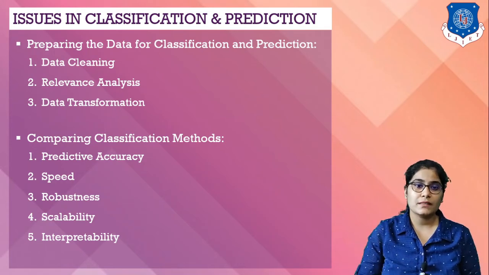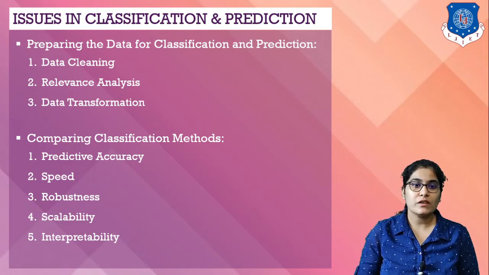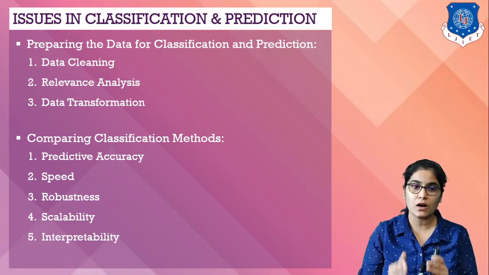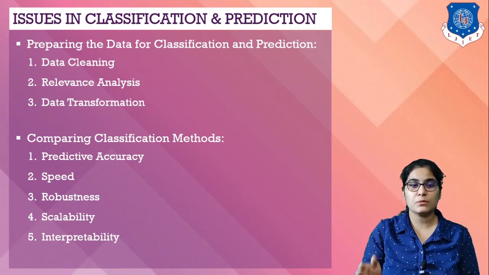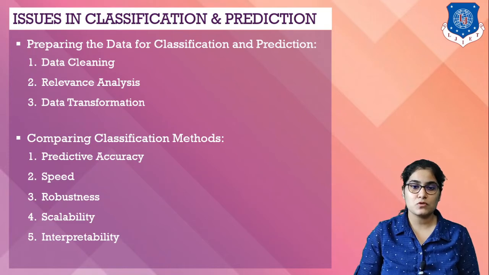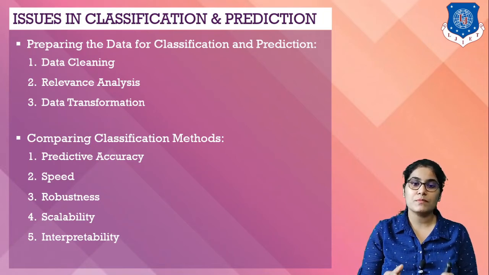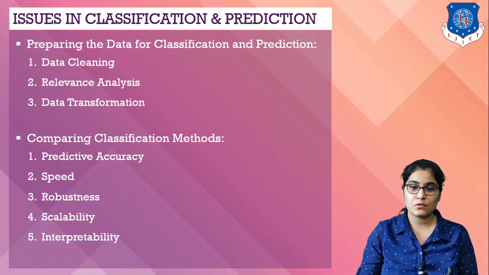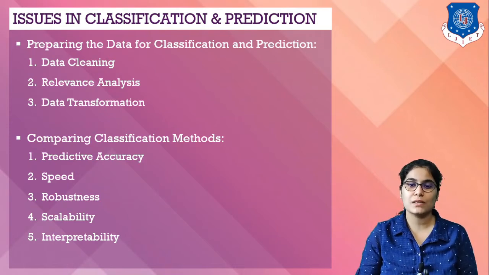Here the list of methods are given, which are the steps involved in pre-processing which may be applied to the data in order to help improve the accuracy, efficiency and scalability of the classification or prediction process. So very first step is data cleaning. This refers to the pre-processing of data in order to remove or reduce noise by applying smoothing techniques and the treatment of missing values. Although most classification algorithms have some mechanisms for handling noisy or missing data, this step can help reduce confusion during learning.